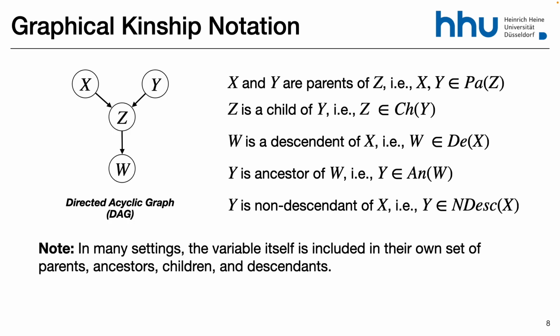That's a note that sometimes it's important to know, because I try to always clarify if I'm using this case or not, but in many cases parents, ancestors, children, descendants, they include itself as part of the set. So if I'm a node, I am my parent. I am also my child. I'm also my descendant.